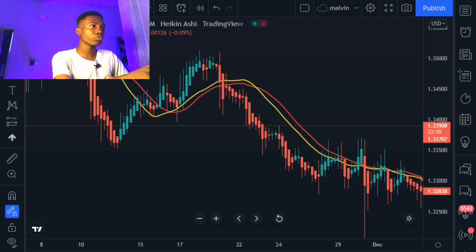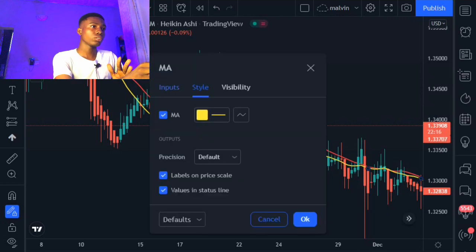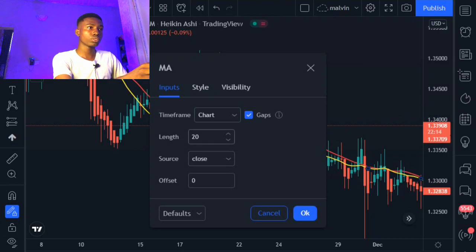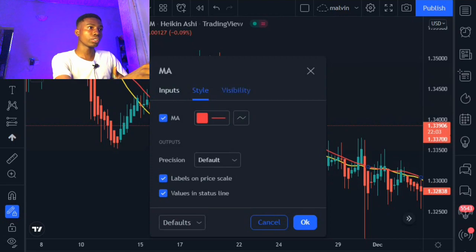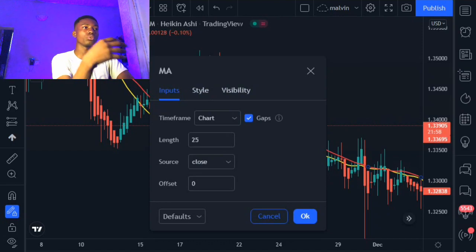Okay, so for you to get the moving average, the two moving averages are 20 and 25. The yellow one is actually moving average 20. Let me show you guys the setting right here. Yellow one is moving average 20, then the red one is actually moving average 25. So you just have to set the length of the moving average to 25. You have to change the style to red. Then this is obviously the simple moving average, so it's not exponential, just simple moving average.